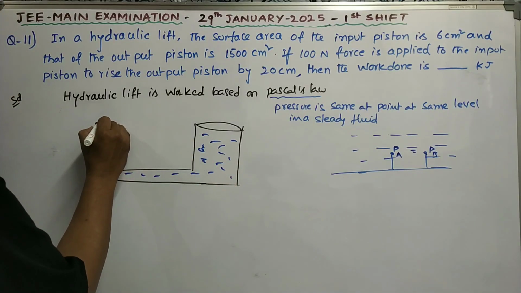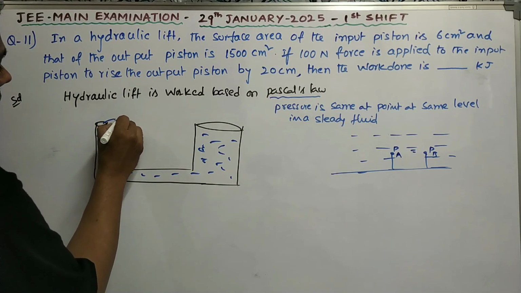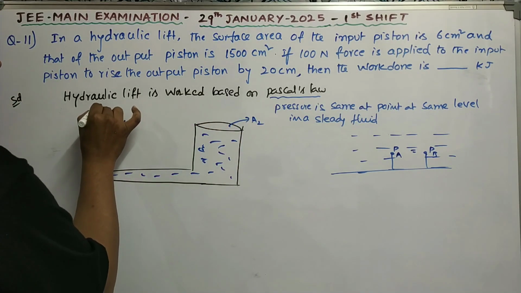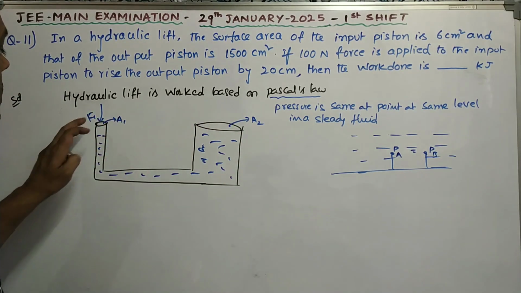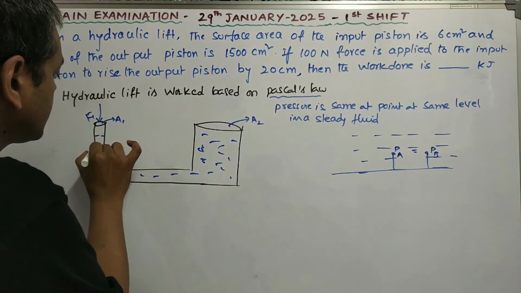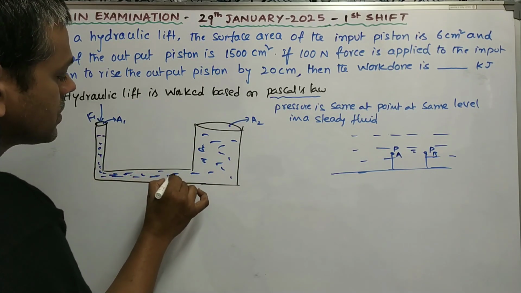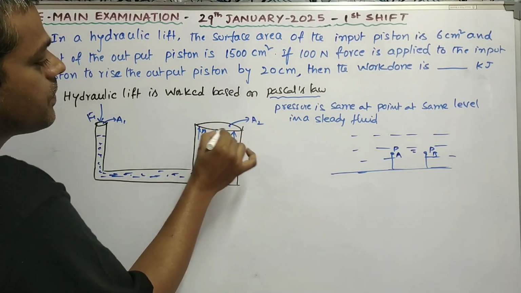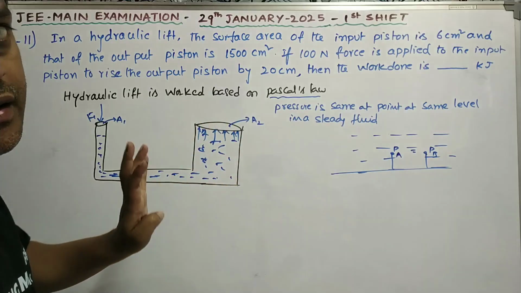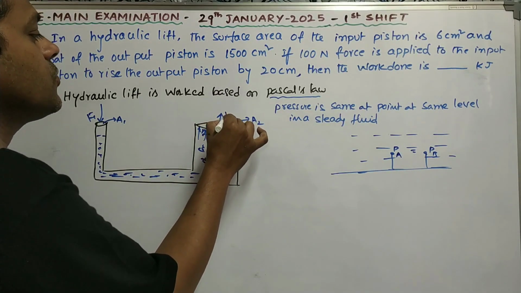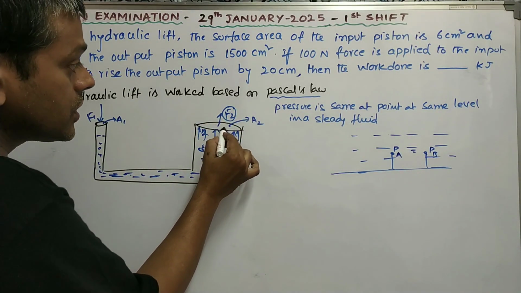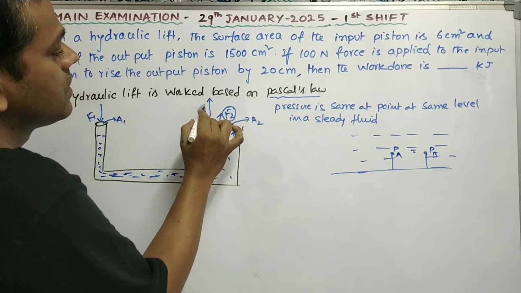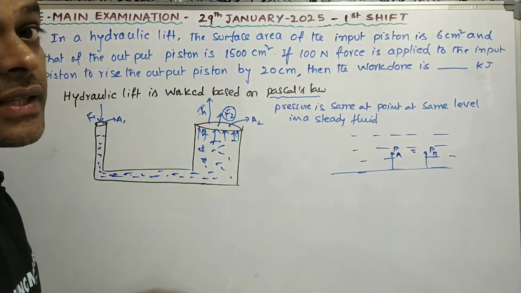The cross section of the input piston is called A1, and the cross section of the output piston is called A2. When you apply a force F1 on the small piston, it is applied in the form of pressure, equally at all points on the output piston surface area. So it exerts some force, and due to this force the object rises to some height h. So some work is done, that is what is being asked.